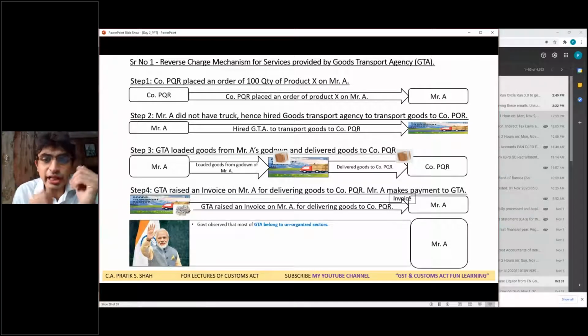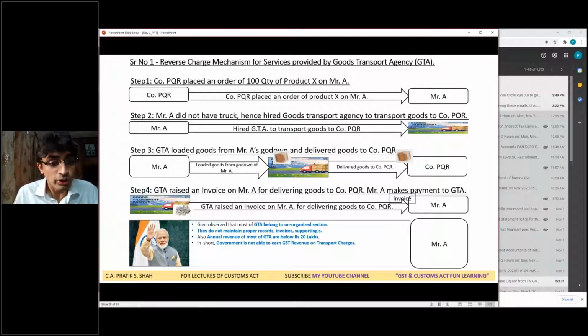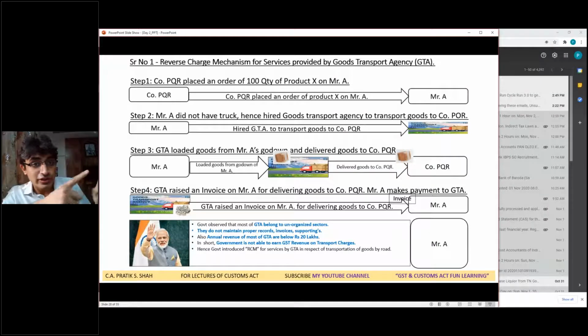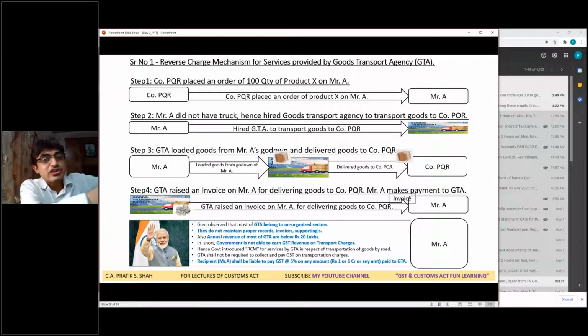That GTAs are an unorganized sector. Obviously, they are an unorganized sector. They don't maintain proper records, invoices, supporting, nothing they maintain. Also, they hardly earn 2 to 5 lakh. Their turnover is below 20 lakh. So the government is not able to earn GST from GTA service. Hence, the government has introduced reverse charge mechanism, that whatever services a GTA provides, the recipient shall pay GST under reverse charge mechanism at the rate of 5%.